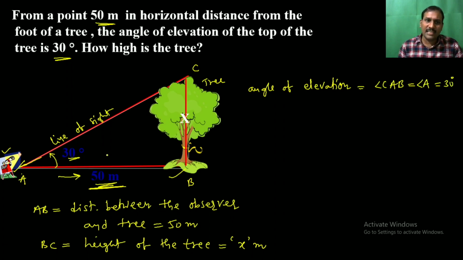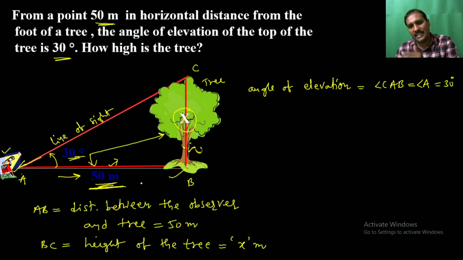Now in this right angled triangle, with respect to this 30 degrees, this is the adjacent side and this is the opposite side. We have this adjacent side and we have to find this opposite side. So the relation between what we have and what we have to find, the adjacent side and the opposite side. What is the relation between the opposite side and the adjacent side? Yes, exactly. That is tan theta. So you can define tan A is equal to BC by AB.